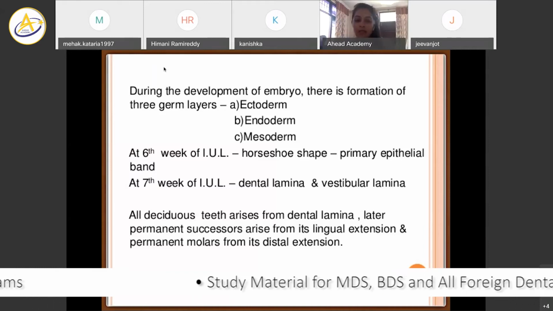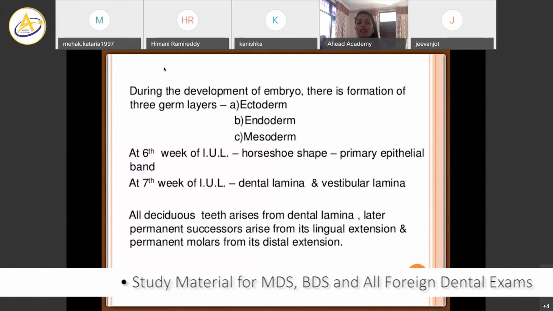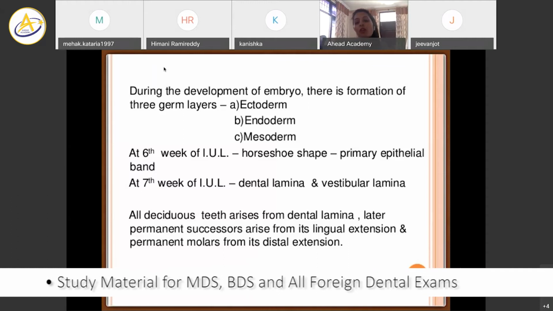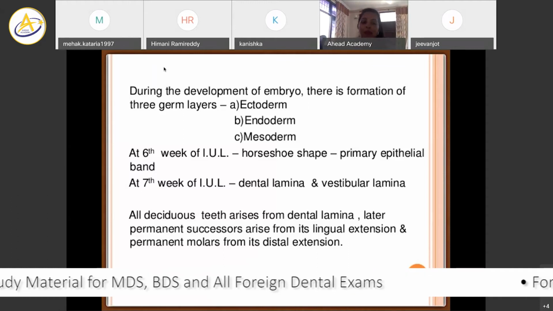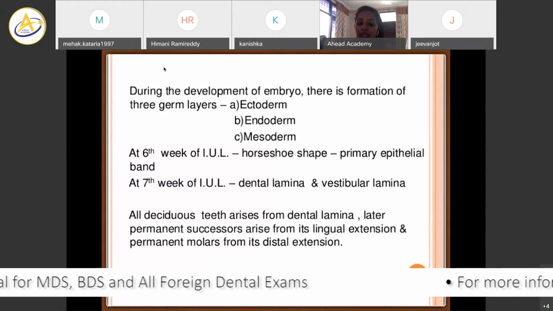From the exam point of view, all the deciduous teeth arise from the dental lamina, later permanent successors arise from its lingual extension called the successional lamina, and permanent molars arise from the distal extension.